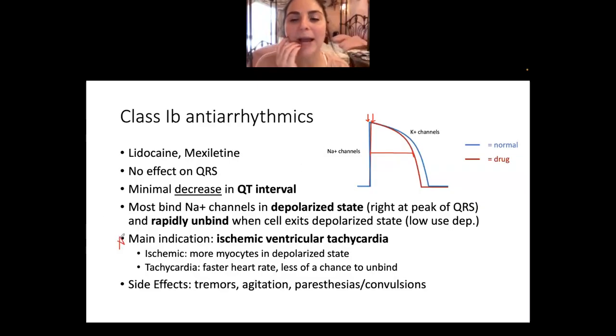And the reason why is, I'm going to jump down here. Why would you want that, Nay? Yeah, exactly. Why the heck would you want to give a drug like this to a patient with an arrhythmia? That's the exact opposite of what I just spent like a half hour explaining. You really only give class 1Bs for ischemic ventricular tachycardia. This is really the only time.